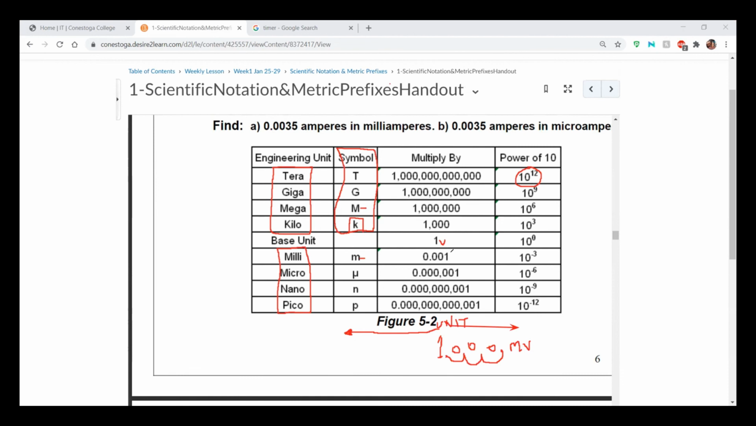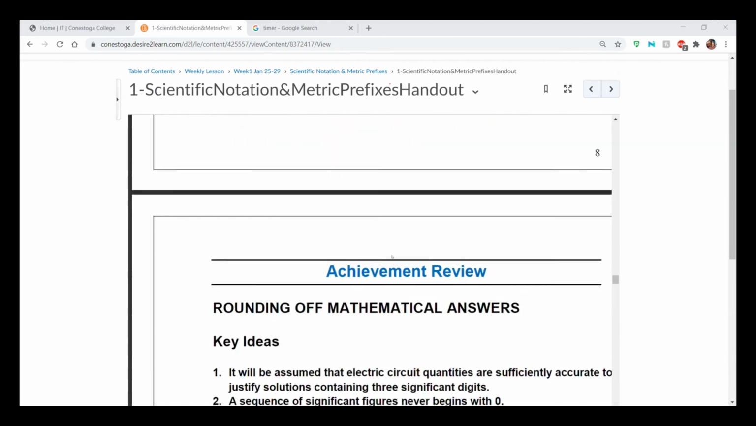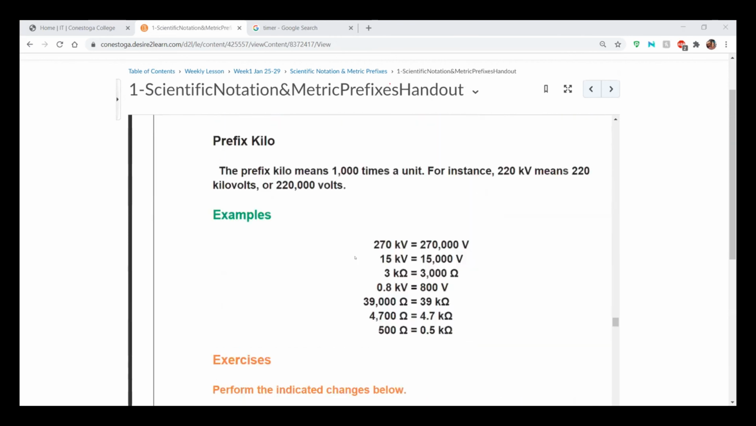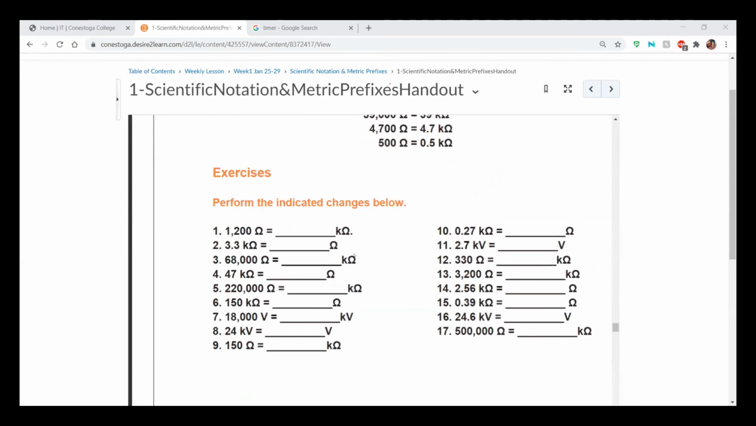That being said, let me give you a little exercise. Let's get back to page number 11. I'm just going to ask you to do the first exercise. We have 1,200 ohms, and you've got to convert it into kilo ohms. What is the answer? Please type it.